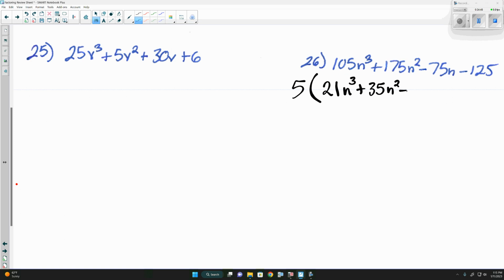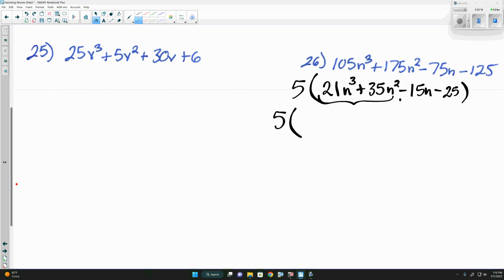Minus 5 out of 75 is 15n, minus 25. Do these numbers look nicer than they did before? Yeah. And if we wanted to factor it completely, we're going to have to pull that out anyways. So greatest common factor is a great place to start.